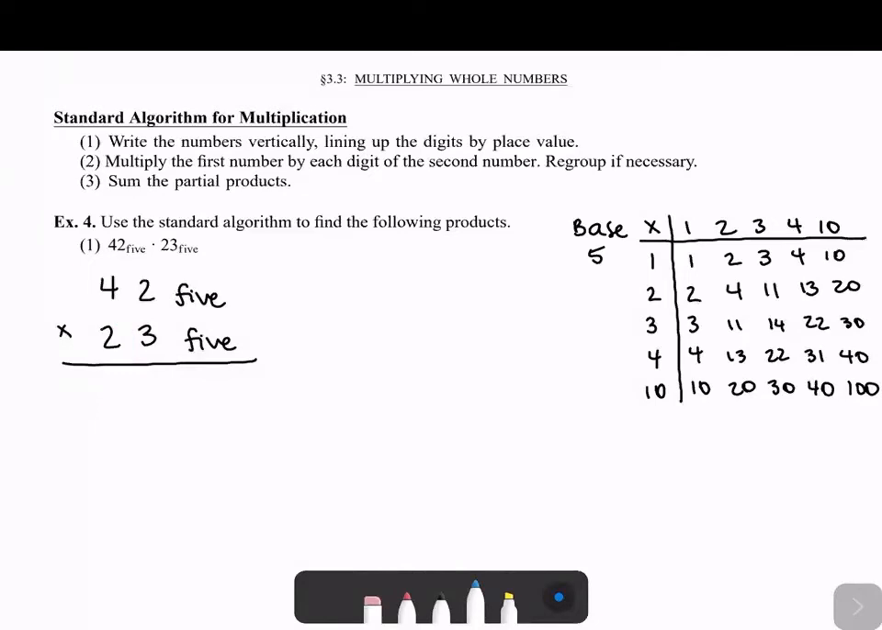The first thing we're going to do is take this 3 and multiply by 2. So we have a 3 times a 2, and in our multiplication table, a 3 times a 2 looks like this: 1, 1. So we're going to write down a 1 and then carry a 1. Okay, so we're going to carry a 1, and then we're going to continue.